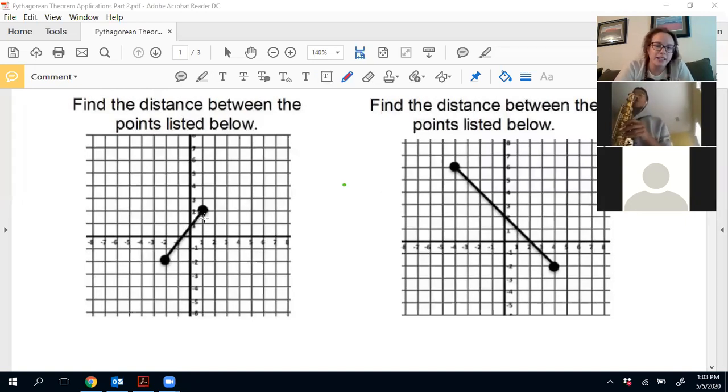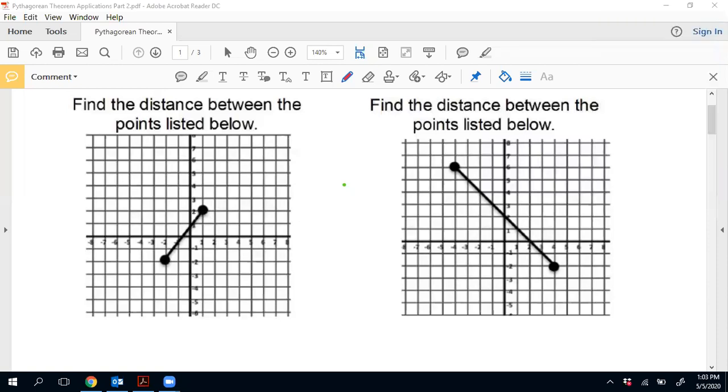So we're looking at a situation right here, and it is asking us to find the distance of this line here. Well, this line is not a right triangle, but what I am able to do is create a vertical and a horizontal, just like we do when we find the slope. And when I create a vertical here and a horizontal, all of a sudden I have what shape? A right triangle.